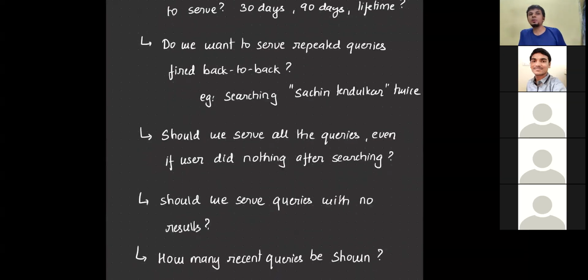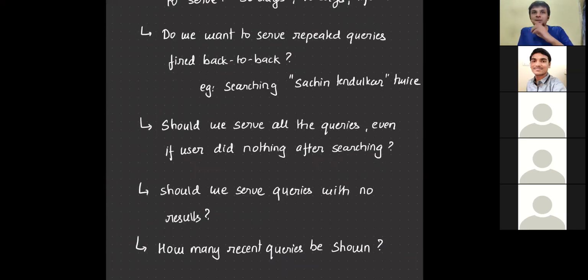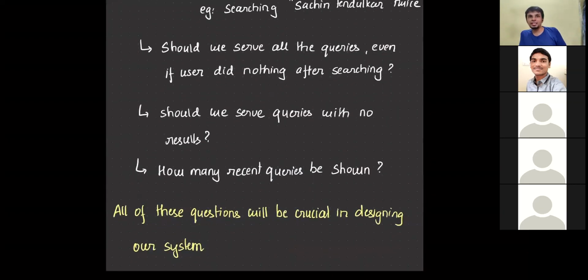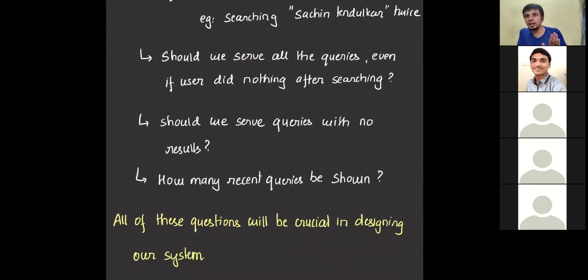Then, do we want to serve repeated queries fired back to back? This is what we were talking about with searching Tendulkar. As an end user experience, would you want to surface two Sachin Tendulkars or just one? Okay. Should we serve all the queries even if the user did nothing after the search? So if a search was fired onto the database and it resulted in no results, versus another case where the user searched for something but never clicked on an item.